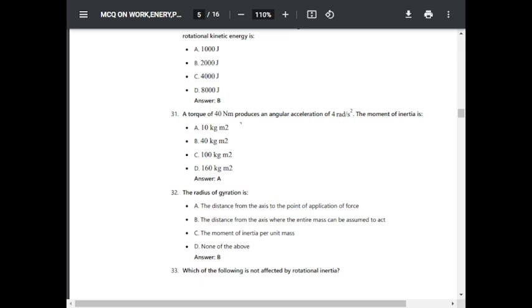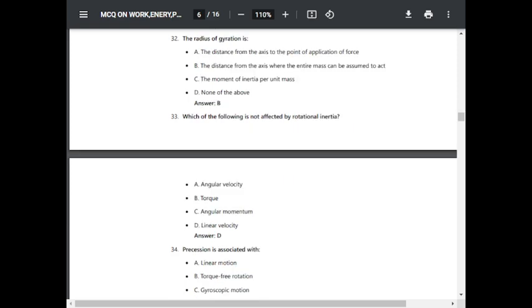Question number 32. The radius of gyration is option A, distance from axis to the point of application of force. Option B, distance from the axis where the entire mass can be assumed to act. Option C, moment of inertia per unit mass. Option D, none of the above. The correct answer is B. The radius of gyration is the distance from the axis where the entire mass can be assumed to act.